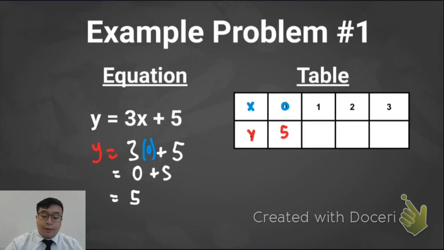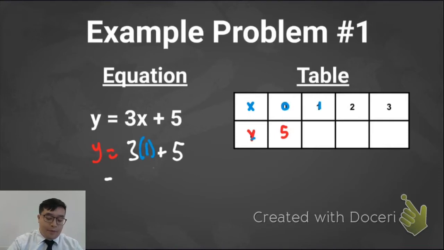Now let's figure out our next point. So instead of replacing x with 0, I'm going to replace x with 1. So I have x equals 1. And now I want to solve for y. 3 times 1 is just going to be 3 plus 5, and that's going to equal 8. So when x equals 1, y is going to be equal to 8.